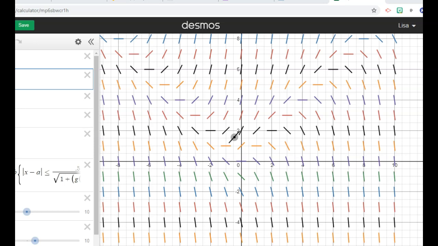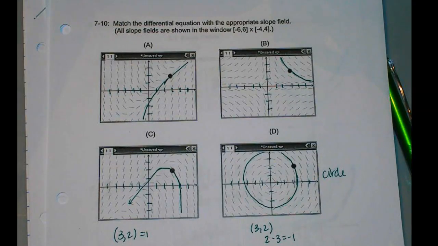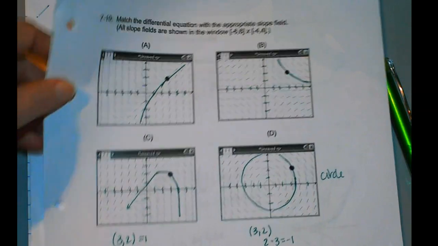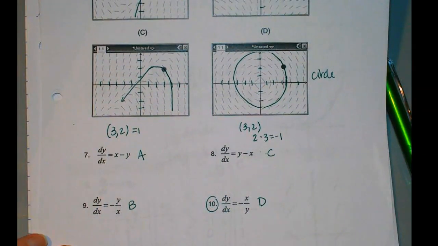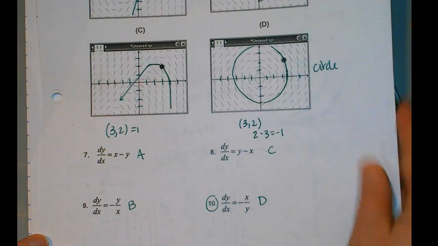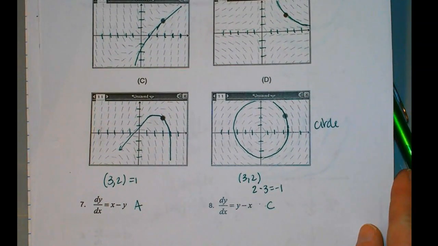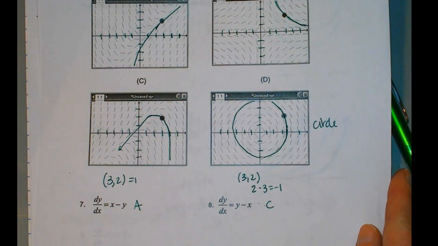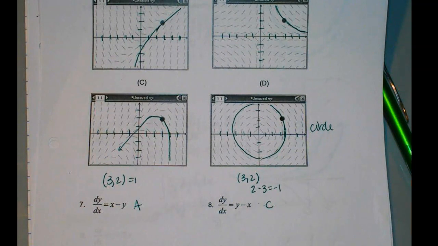7, match the slope fields and draw in stuff. So I've got 7 is A, 8 is C, 9 is B, and 10 is D. 10 was the easiest for me to do. It was a circle. That's the one I had on the board yesterday, so I was able to go through that. Then they wanted us to graph or try to draw in the solutions.